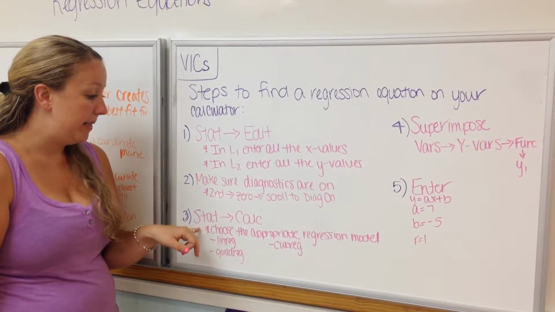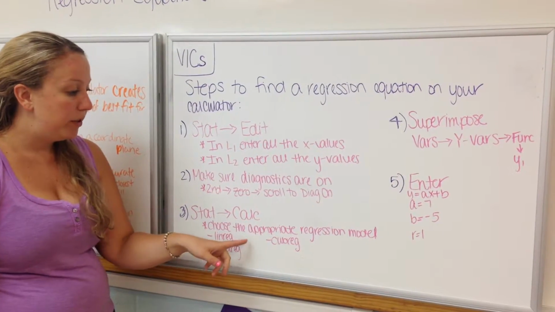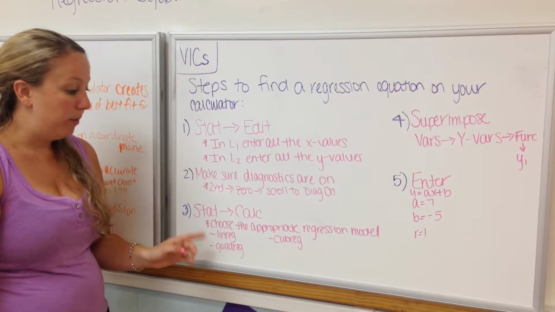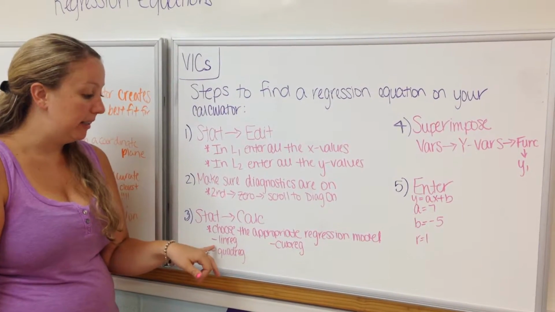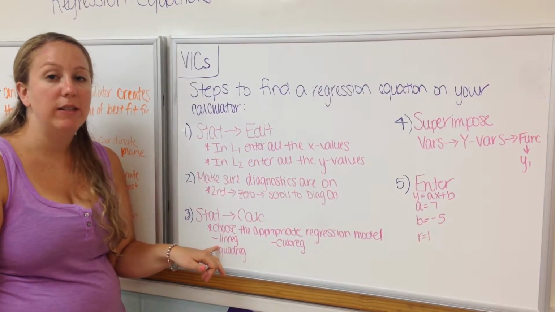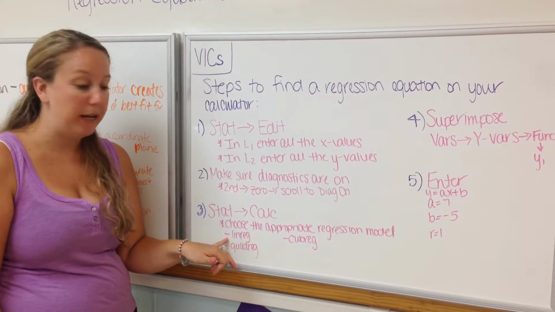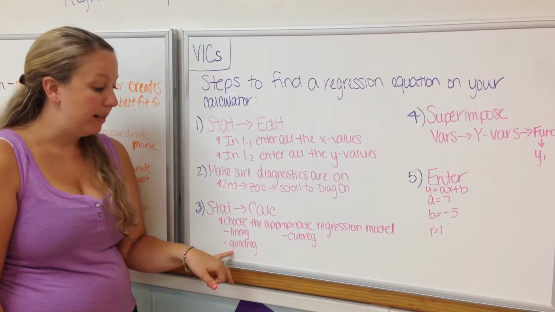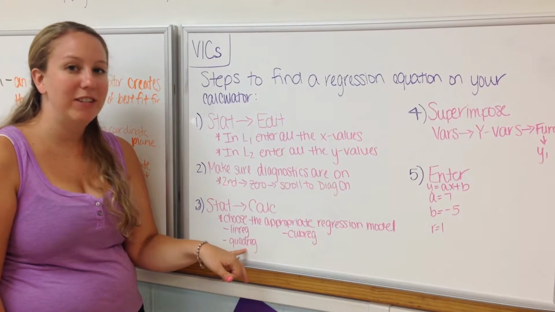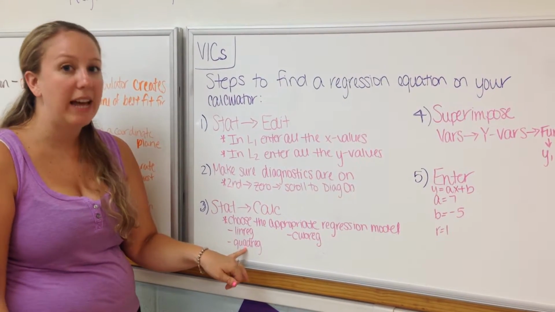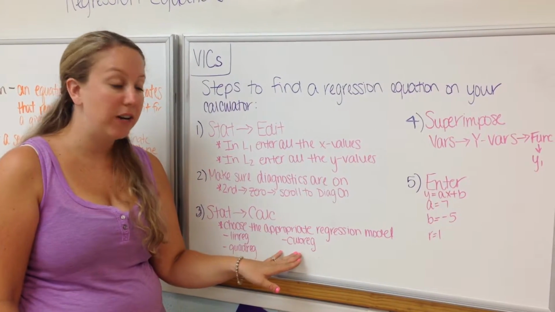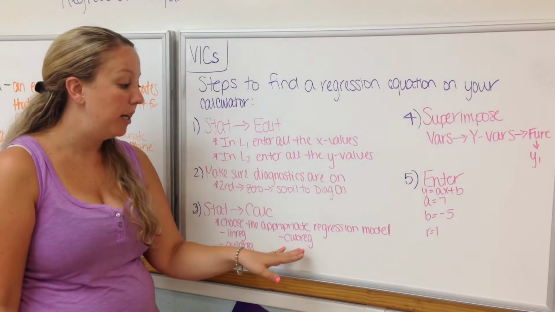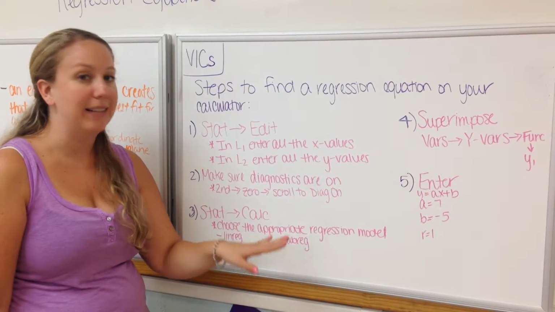Step 3, you're going to hit Stat, Calc, and choose the appropriate regression model. The ones we use the most are linreg, quadreg, and cubereg. Linreg is your linear regression, so that's an equation such as y equals mx plus b. Quadreg is a quadratic regression, so you have something like y equals ax squared plus bx plus c. And cubereg is cubic regression, so you have ax cubed plus bx squared plus cx plus d.